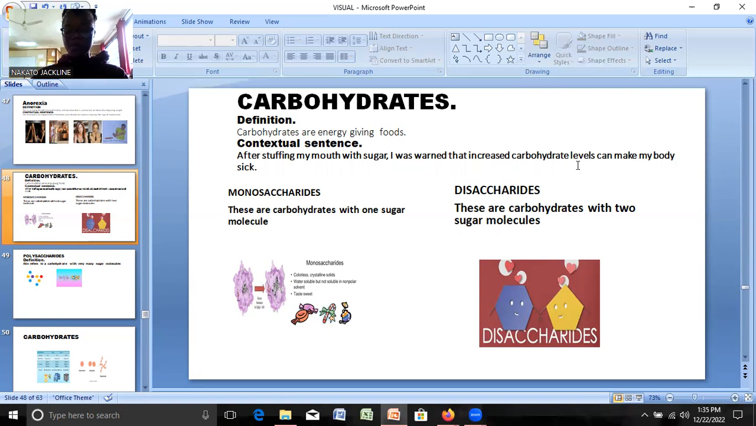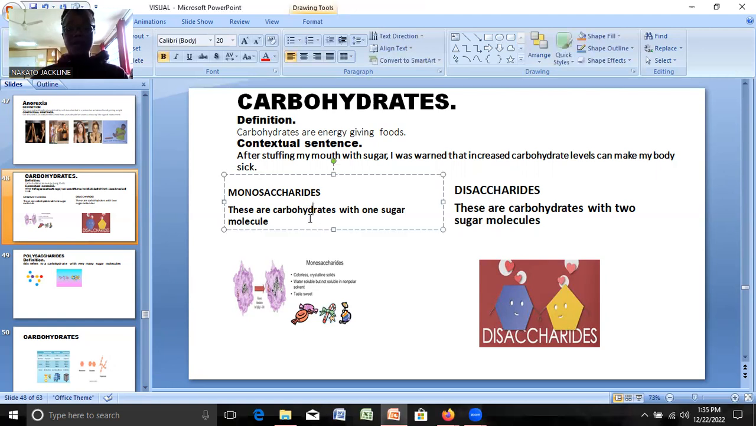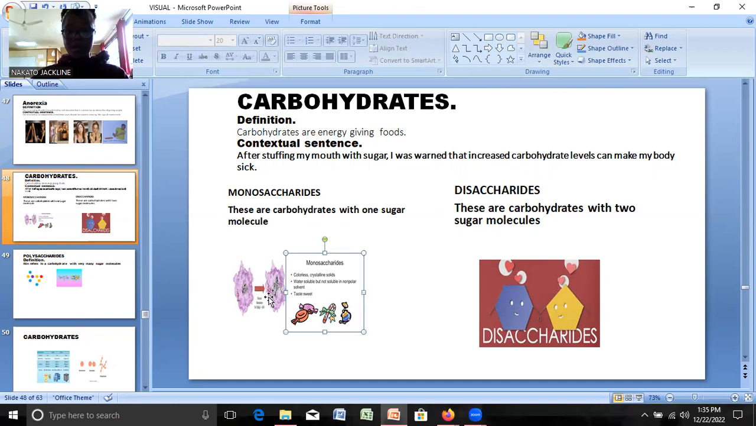So when we talk about monosaccharides, as we've said, carbohydrates are energy-giving foods. Monosaccharides have only one sugar molecule, as you see in the picture below. An example is glucose. We have disaccharides. These disaccharides have two sugar molecules, and you see this in the picture.